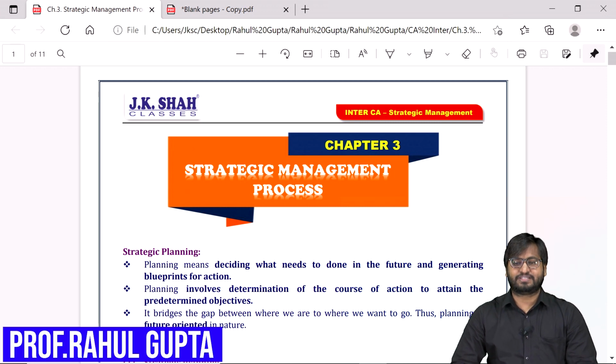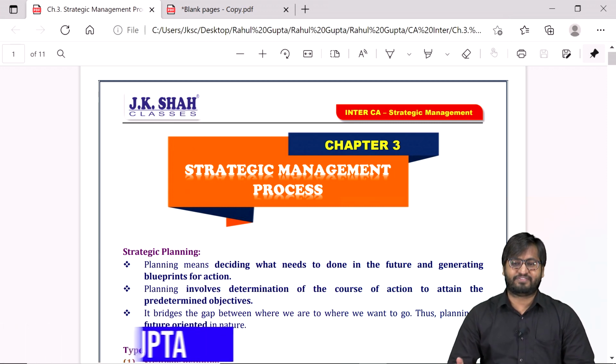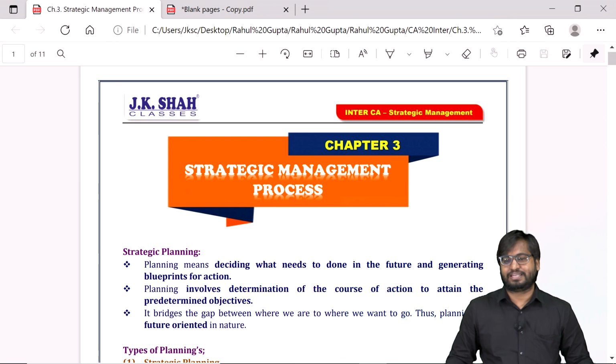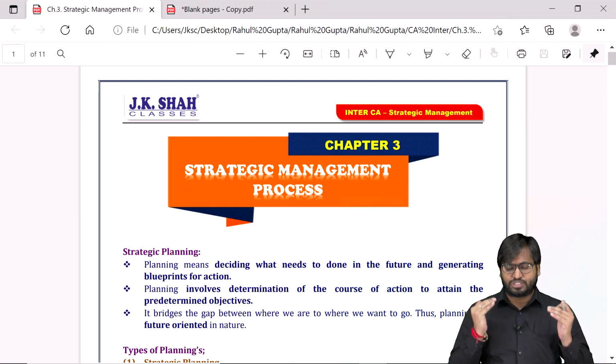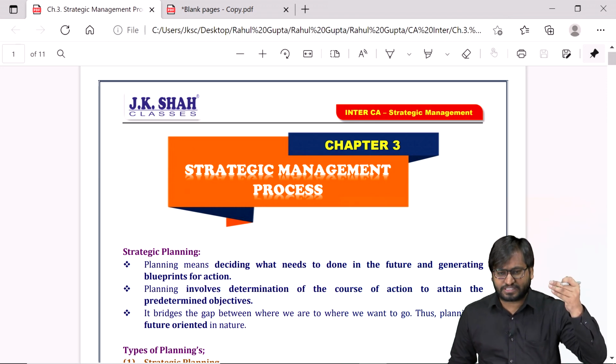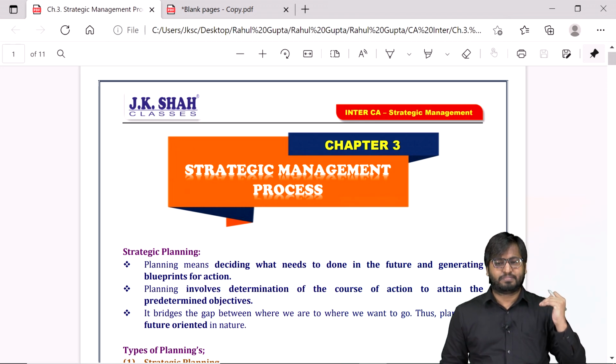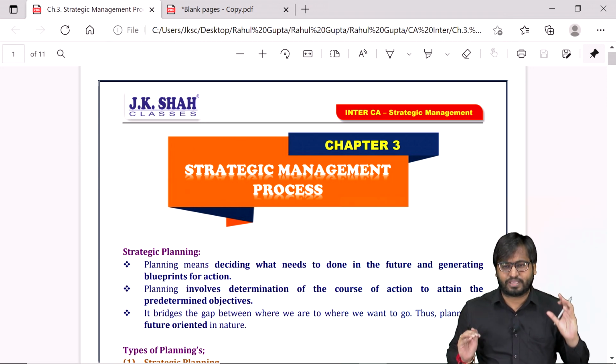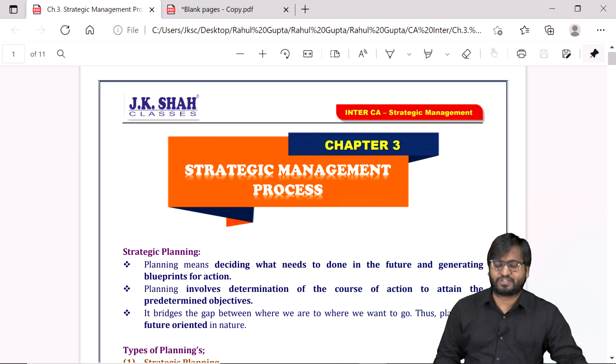We were revising strategic management, that is paper number 7 part B. Up to this point we have revised chapter number 1 thoroughly. So let's continue further. Let's try to revise chapter number 3, that is strategic management process. Whenever you are revising, follow this order. Do chapter number 1 first, thereafter do chapter number 3, and after that you do chapter number 2. Okay, so let's start with chapter number 3.